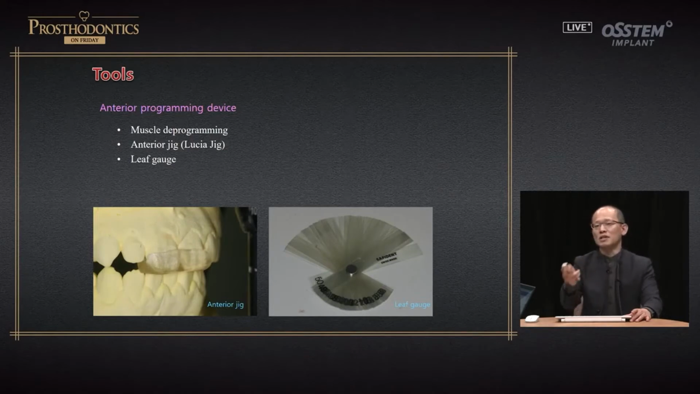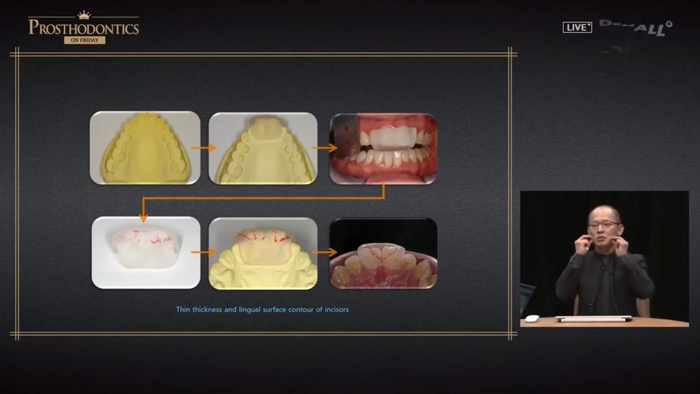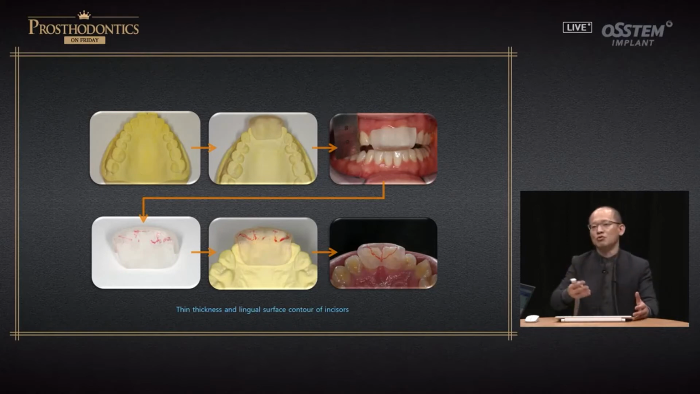Now, leaf gauge, I don't think many people would have that. For an anterior jig, if you know the concept, it can be easily created. As you can see, you do a wax-up and create it to cover some upper teeth, and you can let the technician create it. And for the number 1 and 2 premolars, if there is a 1 or 2 millimeter gap, that's sufficient.